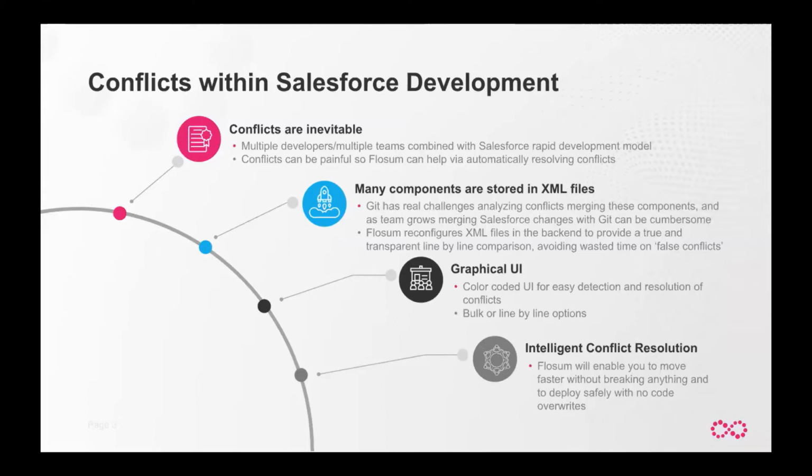And finally, the real goal of what we hope to achieve today is to help you move faster without breaking anything. We want to help you deploy safely so that you never have a code overwrite. If you follow a process within Flosum and use this merge conflict capability, you should never have any code overwrites, and you should be able to move at a much more efficient pace.